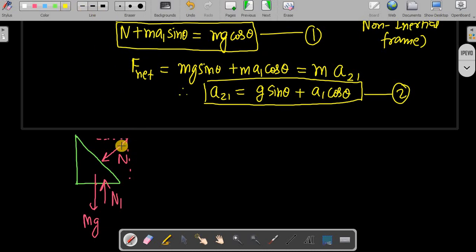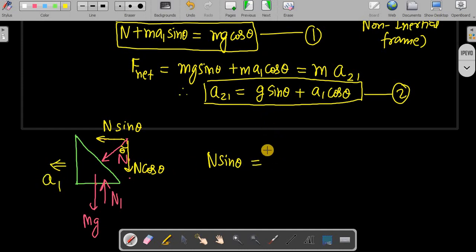So this normal is making same angle theta with the vertical, so this direction will be normal sin theta, and this direction will be normal cos theta. So horizontal force normal sin theta is the net force acting towards this direction. So this is the acceleration a1, right? So this normal sin theta is capital M into a1, right? So this is also the third equation.